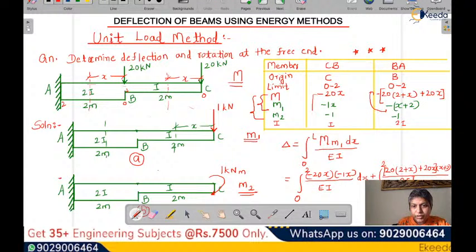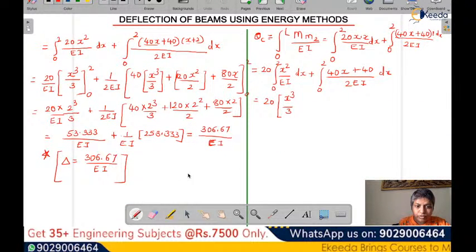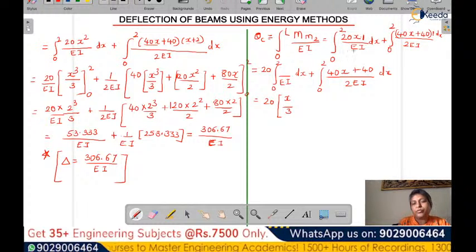Oh sorry, here it is 1, right? So there is a slight mistake over here. So it cannot be, it is x only. So there is a mistake over here. Okay, unit load we are multiplying with, that rotation value is 1 only. So it is x only. So it will be x square by 2.